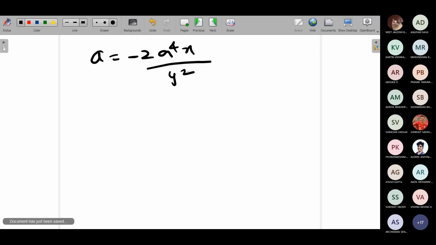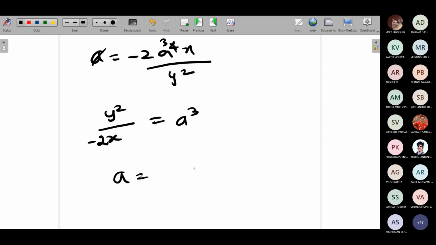From this, what will be the value of a? So we'll get a cube, negative cube root of y square by 2x. Minus 2x, no ma'am? The minus will be outside. Correct, only, no? Yes, ma'am. So a will be cube root equal of minus of y square by 2x whole power 1 by 3.